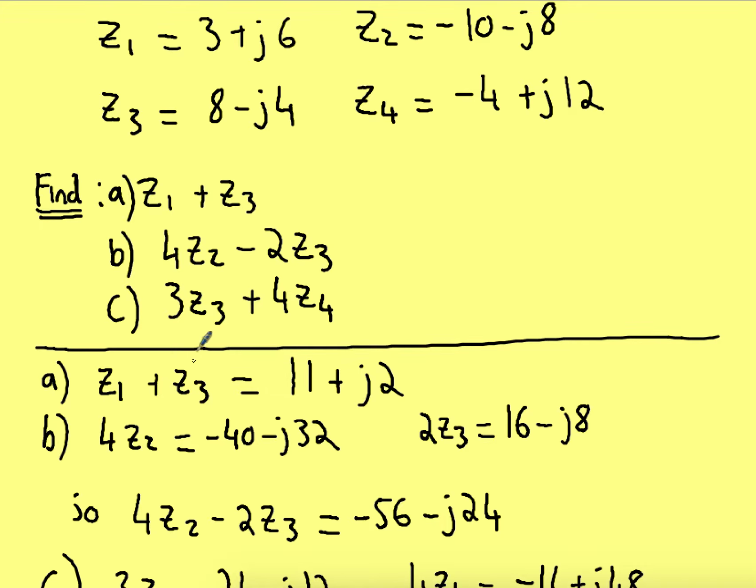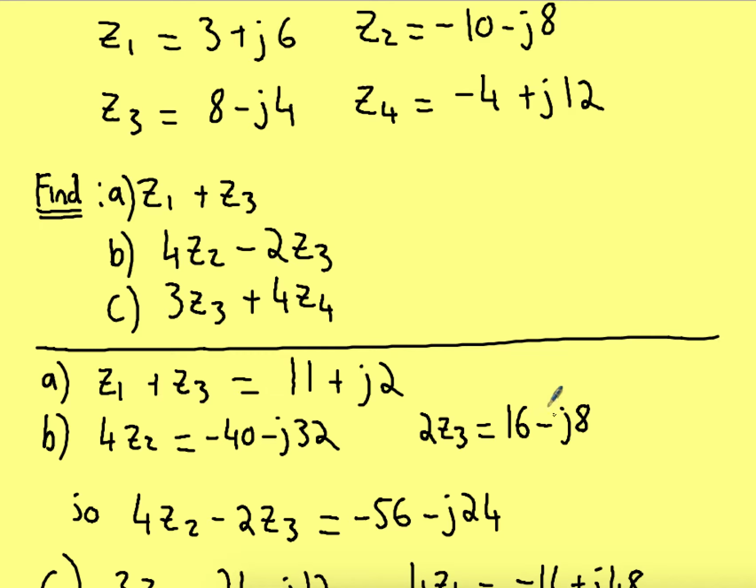Then I'm taking away 2z3, so I've taken z3 and just multiplied everything there by 2 to get this number here. And then all it's telling me to do is take these numbers away from each other. So I'm going to subtract the real parts. So -40 take away 16 is -56. And -32 take away -8, so that becomes +8, is -24. So 4z2 take away 2z3 is -56 take away j24. And we've done that already.